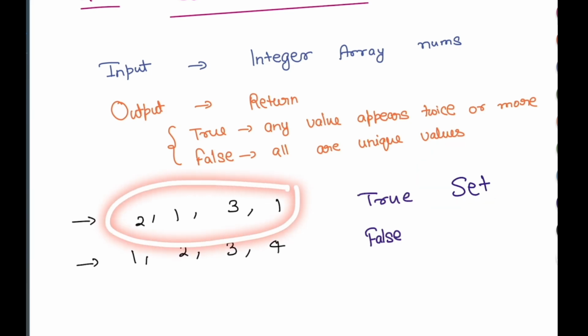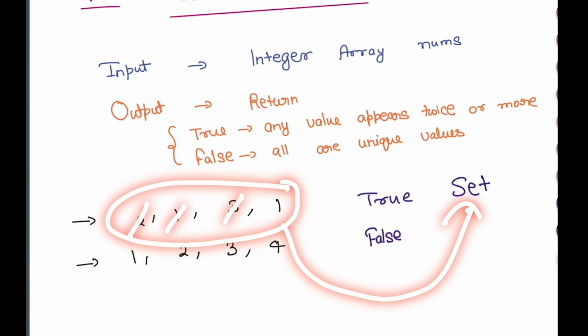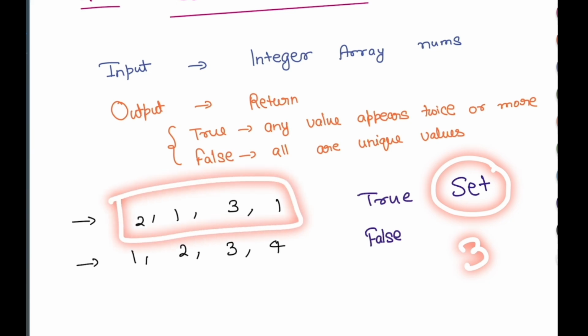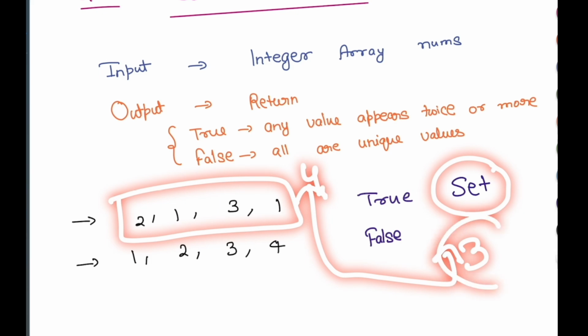We can store these elements in this set. Only 3 values are going to be stored, right? The fourth value will be ignored. So if you find the length of your set, it will be 3. If you find the length of your original data, this will be 4. Since the lengths are not matching, we are sure that at least one value is a duplicate, and that is why the length of the set is reduced.